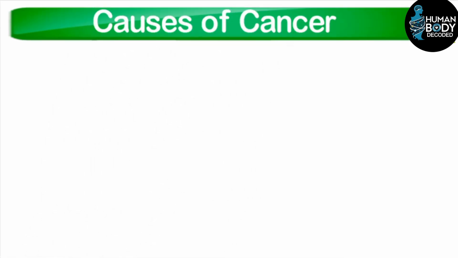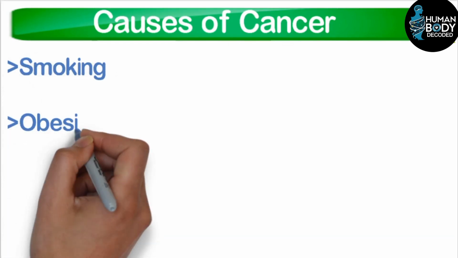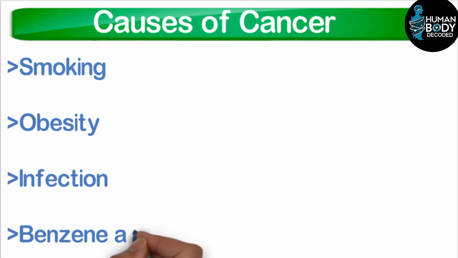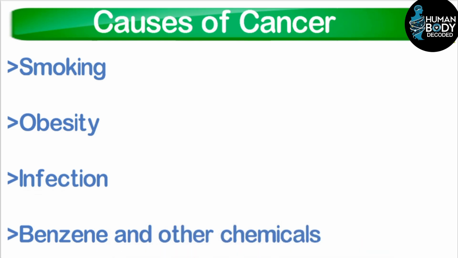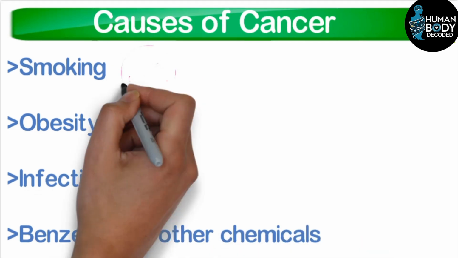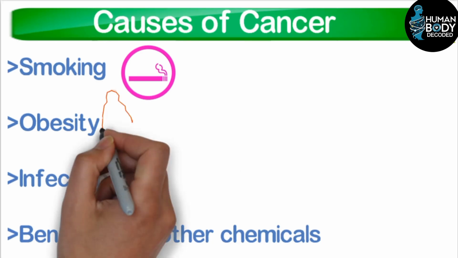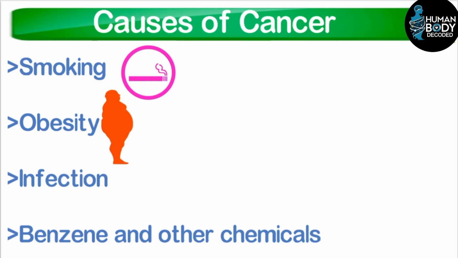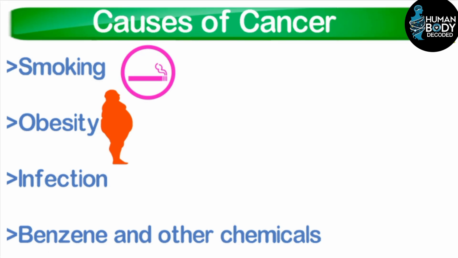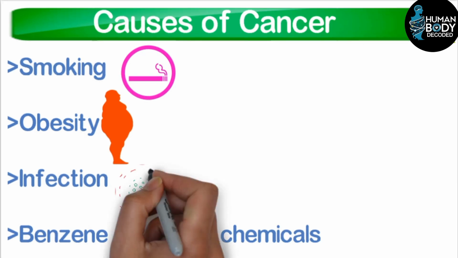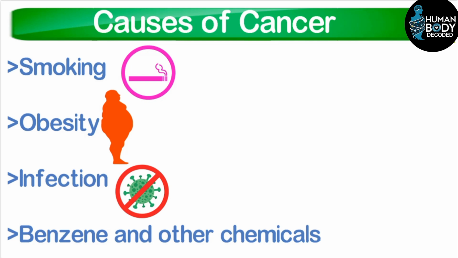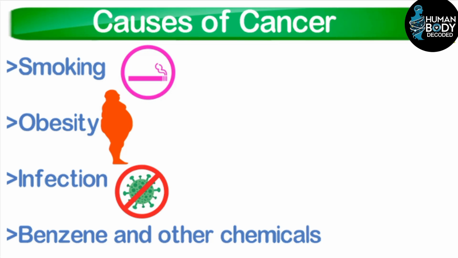What things cause cancer? Students, these are all the things which I will tell you now. All these things cause cancer. First, smoking. Those who smoke have higher chances of cancer. Number 2, obesity. Those who are obese have higher chances of cancer. Number 3, infection. Those who get infections, it is possible cancer happens because of it.